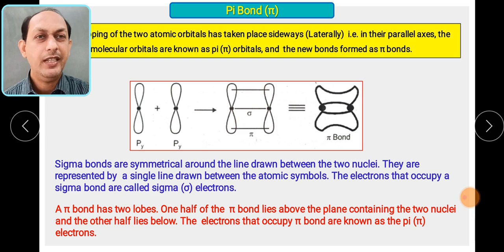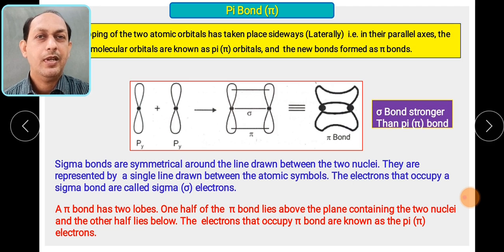And we know that in case of the pi bond, there are two lobes. One half of the pi bond lies above the plane containing the two nuclei, and the other half lies below the plane. The electrons that occupy a pi bond are known as pi electrons. पाई इलेक्ट्रॉन्स में जो इलेक्ट्रॉन्स इन्वॉल्व होते हैं उनको पाई बोलते हैं. सिग्मा इलेक्ट्रॉन्स बॉन्ड फॉर्मेशन में जो इलेक्ट्रॉन्स इन्वॉल्व होते हैं उनको सिग्मा इलेक्ट्रॉन्स बोलते हैं. So this is the type of the sigma and pi bond.